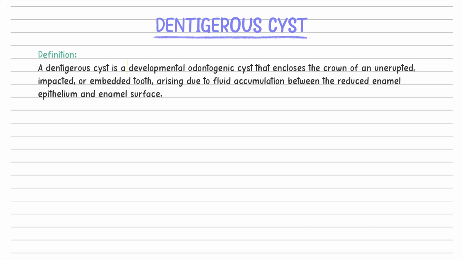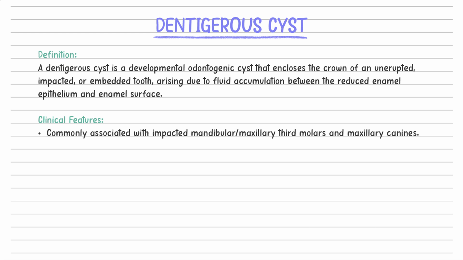Dentigerous cyst is a developmental odontogenic cyst that forms around the crown of an unerupted, impacted, or embedded tooth. It occurs due to fluid accumulation between the reduced enamel epithelium and enamel surface. Let's look at the clinical features. It's commonly associated with impacted third molars and maxillary canines.